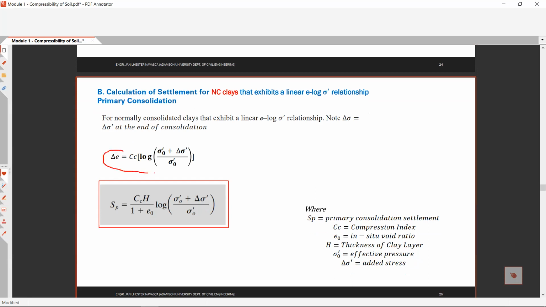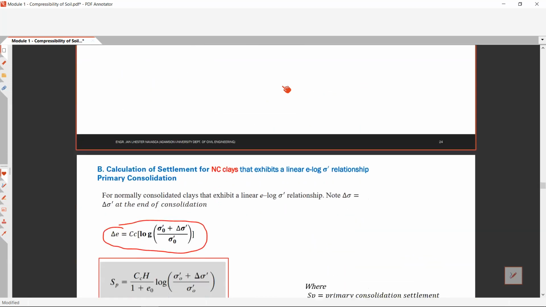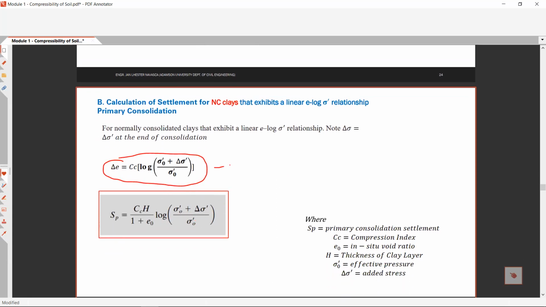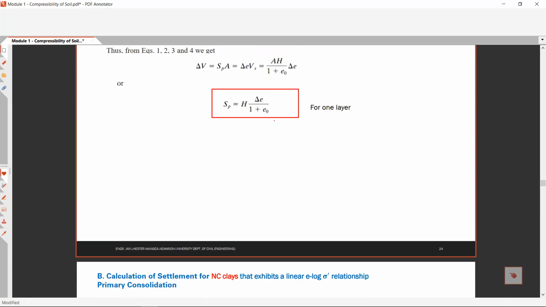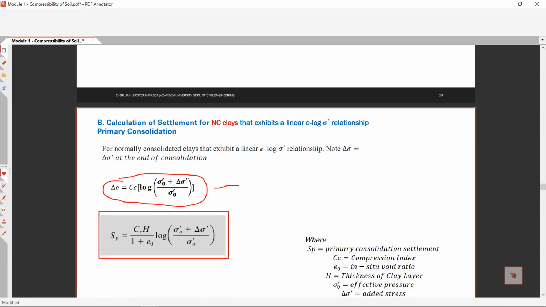So delta e, we can now solve: delta e is equal to C sub C, the compression index, times log of sigma prime overburden pressure plus the induced effective stress at the ground surface, over the effective overburden pressure. So plugging into equation 1, we plug in delta e here. Okay? So we now have the formula for this. Just plug it in here, class. So for one layer consolidated S sub P, just change the delta e to get this equation.